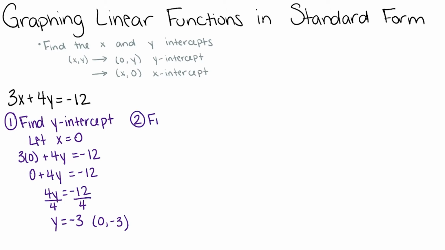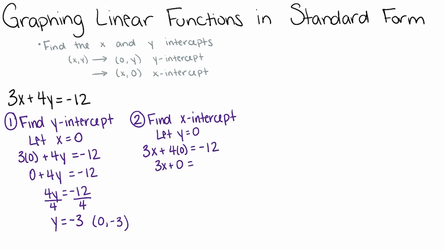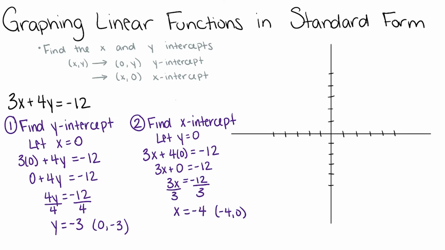Now let's find our x-intercept by setting y equal to 0. So 3x plus 4 times 0 equals negative 12, or 3x plus 0 equals negative 12. So 3x equals negative 12. Divide both sides by 3, and you get x equals negative 4. Our x-intercept is at (-4, 0). Plot these both on our graph and connect our line so we can see this function.